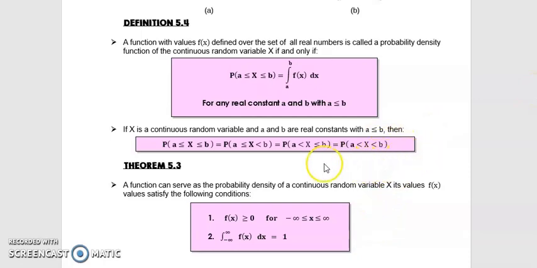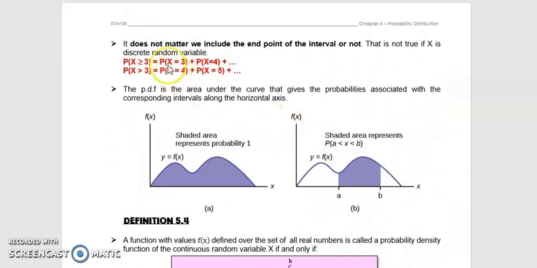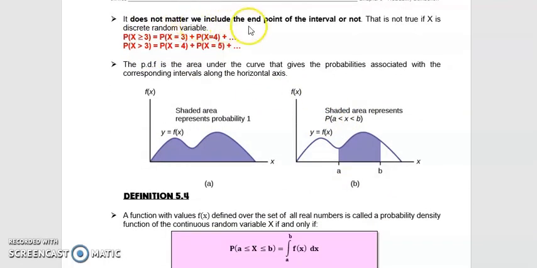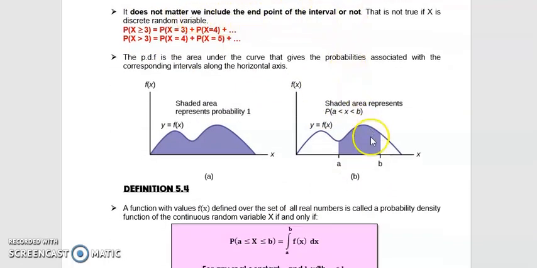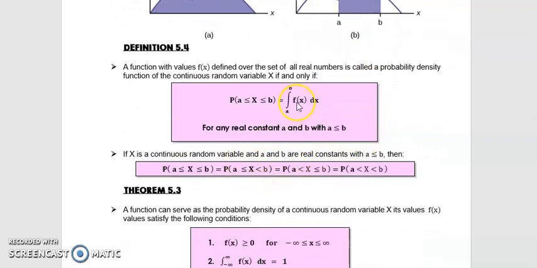Before I forget, this point, if x is greater than or equal to a, less than or equal to b, this is what was meant by the point just now. It does not matter whether we include the endpoint of the interval or not. So later on we need to integrate from the lower limit to the upper limit.